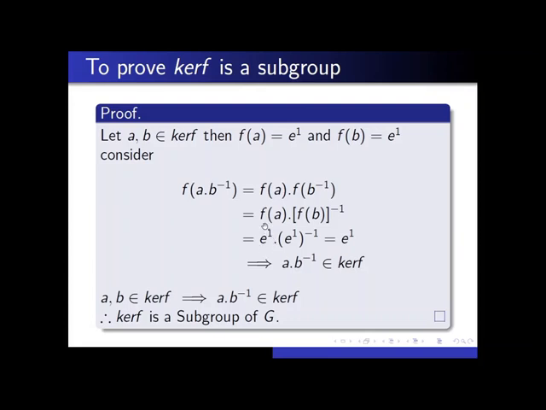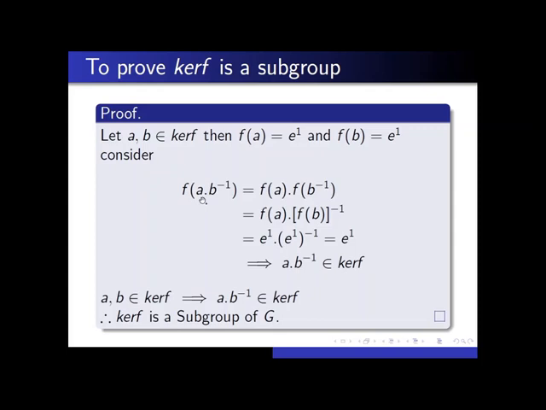In the next step, what is f of a? What is a? a is in kernel f and b is also in kernel f. That means f of a is e dash and f of b is also e dash. So e dash into e dash whole inverse. What is the inverse of the identity element? The identity element itself, e dash. So e dash into e dash, that is identity element into identity element, the same element. So that is also e dash.